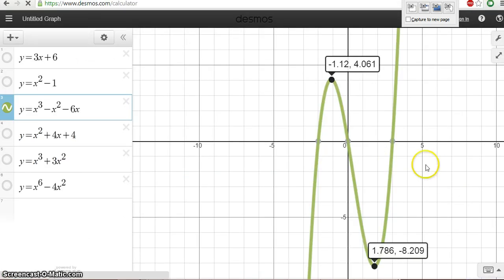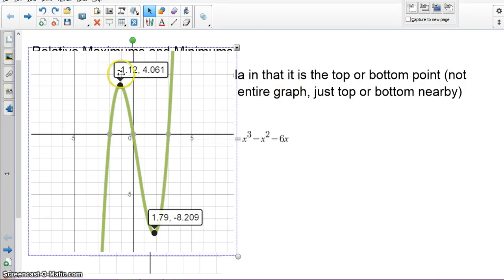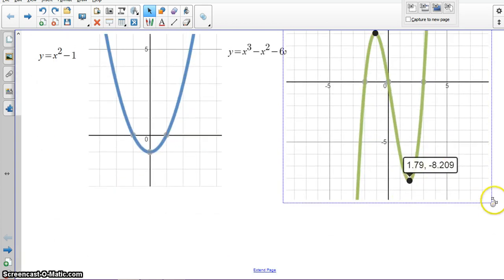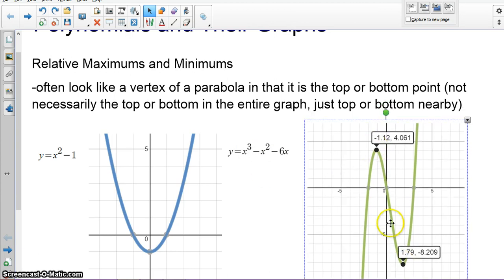Zooming out a little bit so they can actually see it. Degree 3, it's the biggest exponent, has 1 relative maximum, 1 relative minimum. And so notice what I meant when I said it looks like the vertex of a parabola, it looks like a bottom point or a top point, but just the bottom or top nearby.